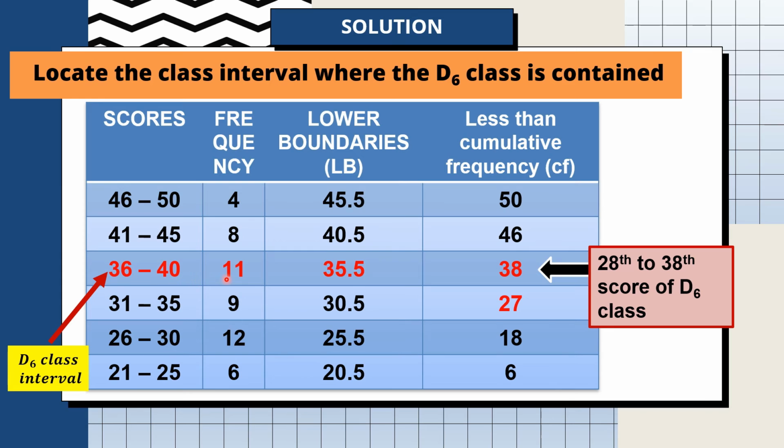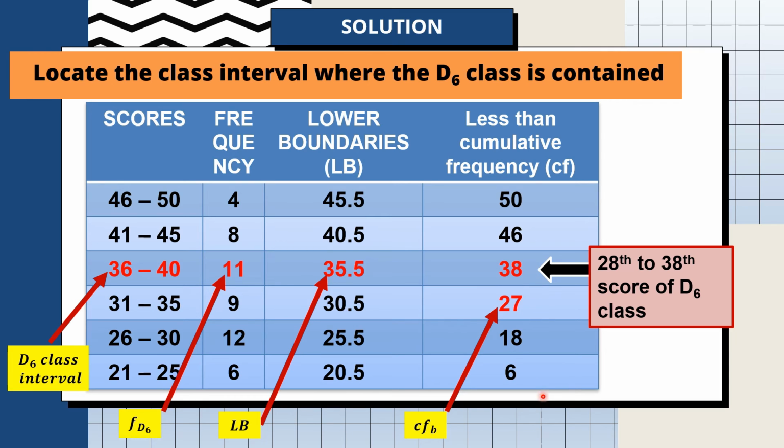It means it follows na yung 11, that will be our frequency, and yung lower boundary natin is 35.5, and of course, yung cumulative frequency below natin or yung CFB natin is 27, hindi 38.